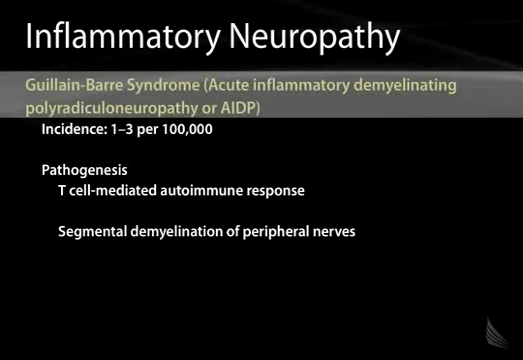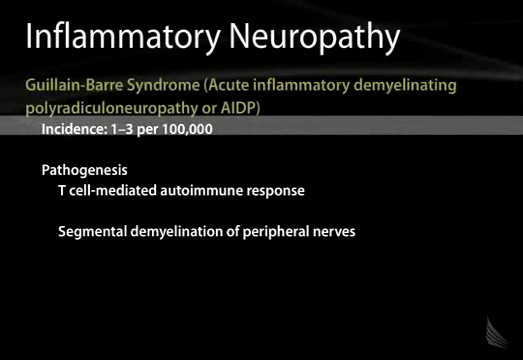If, in the case of Guillain-Barré, there are relapses and remissions, just like MS, then it's no longer acute inflammatory demyelinating polyneuropathy, but rather chronic inflammatory demyelinating polyradicular neuropathy, or CIDP. But the idea here is that Guillain-Barré is an inflammatory neuropathy that is demyelinating.